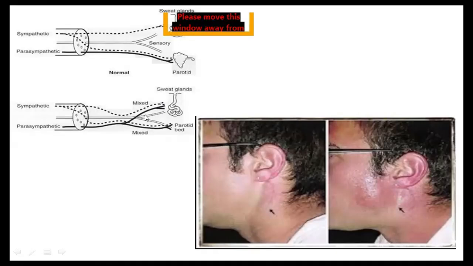But in such a patient with Frey syndrome, what happens? There is also stimulation of the sweat glands on the skin over the parotid gland, and the patient develops redness and sweating of the area of the skin above this gland.